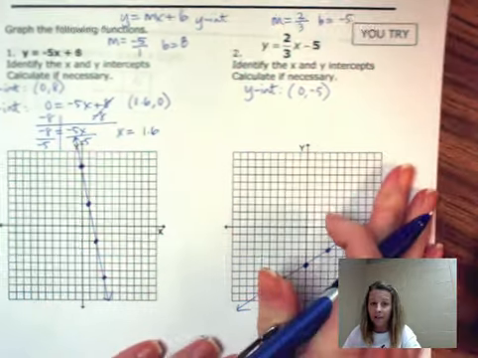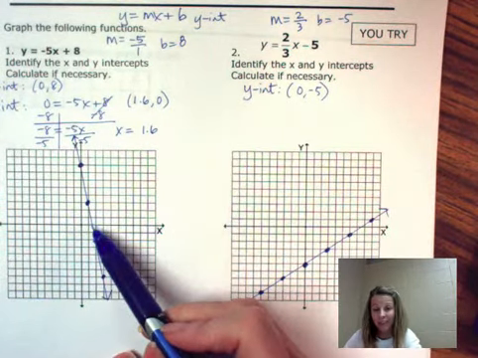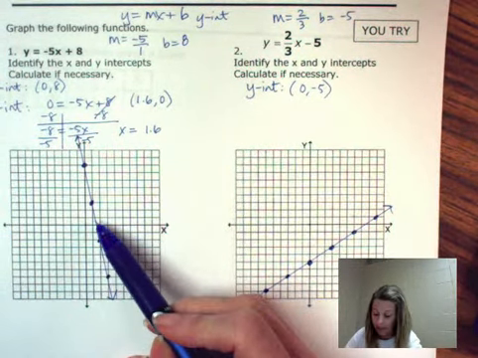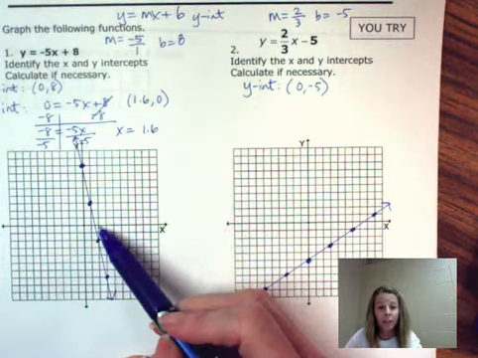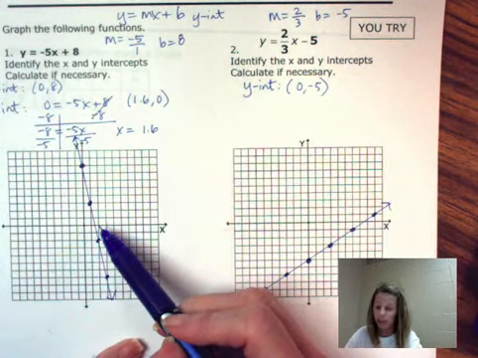Okay? Now, if I would have gotten lucky, and sometimes I do, where I count out my slope and I land right on a coordinate, then it's really easy. I just write that down.